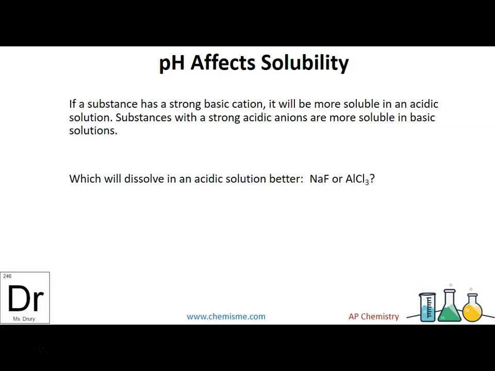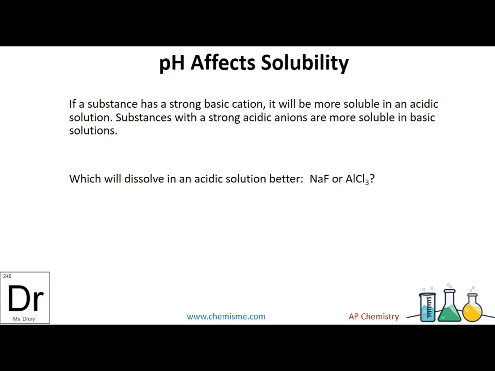So the question is, which will dissolve in an acidic solution better, sodium fluoride or aluminum chloride? Well, we have to evaluate what we have here. Sodium fluoride is coming from sodium hydroxide and hydrofluoric acid, sodium hydroxide being a strong base and hydrofluoric acid being a weak acid. In that case, this is a basic salt. That will dissolve better in an acidic solution, right? Because bases and acids react, and that will rip away the ions and make it more soluble.